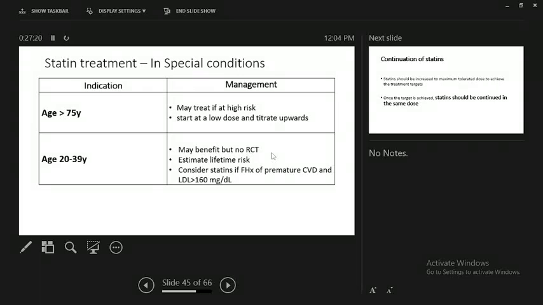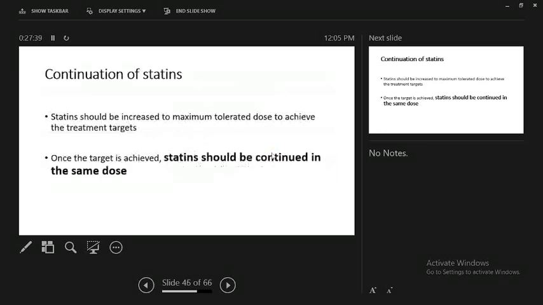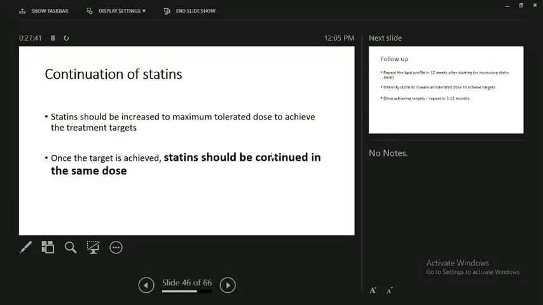If the age is 20 to 39, there are actually no randomized controlled trials on this category of patients. But you can always check the lifetime risk and consider the statin if they have a family history of premature cardiovascular disease, and also if their LDL is more than 160.